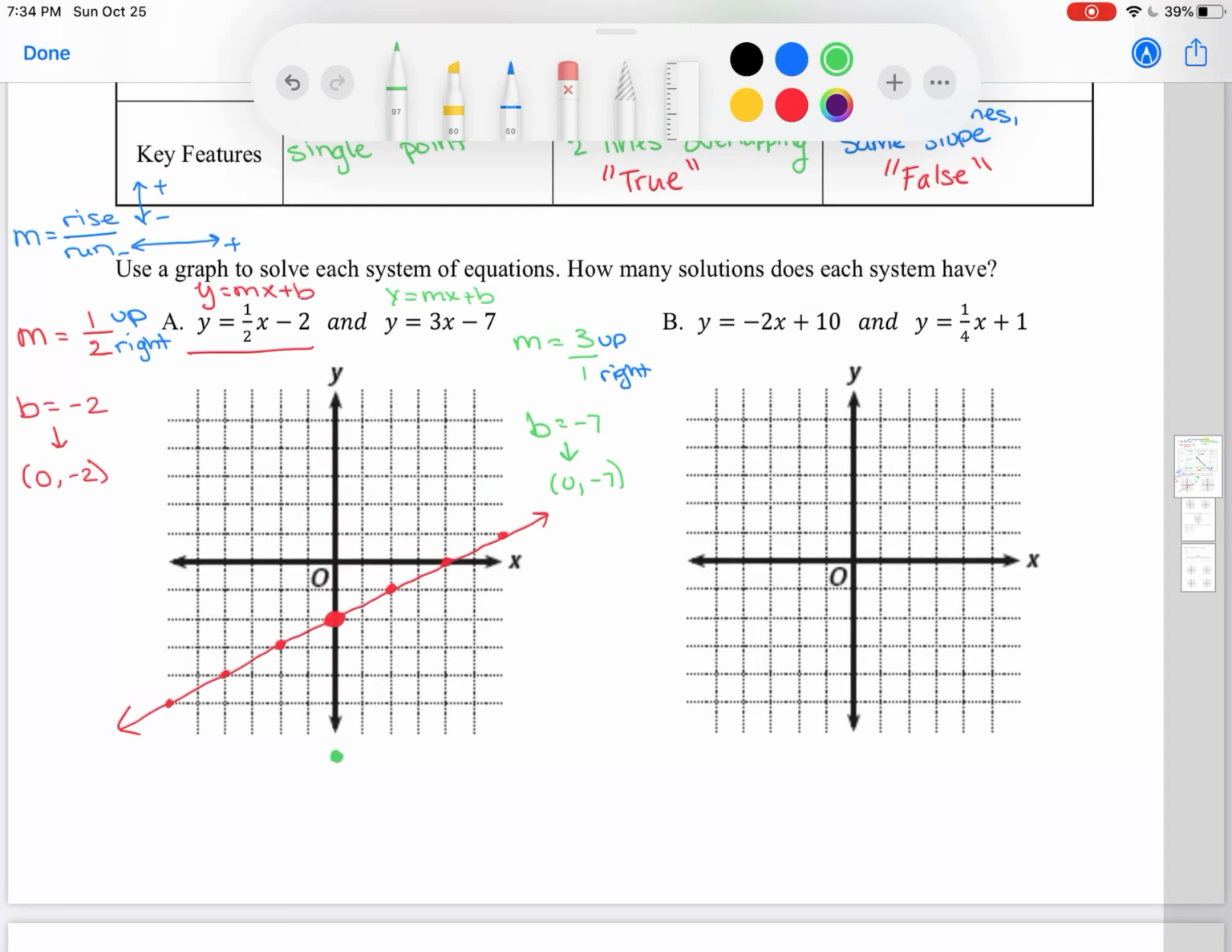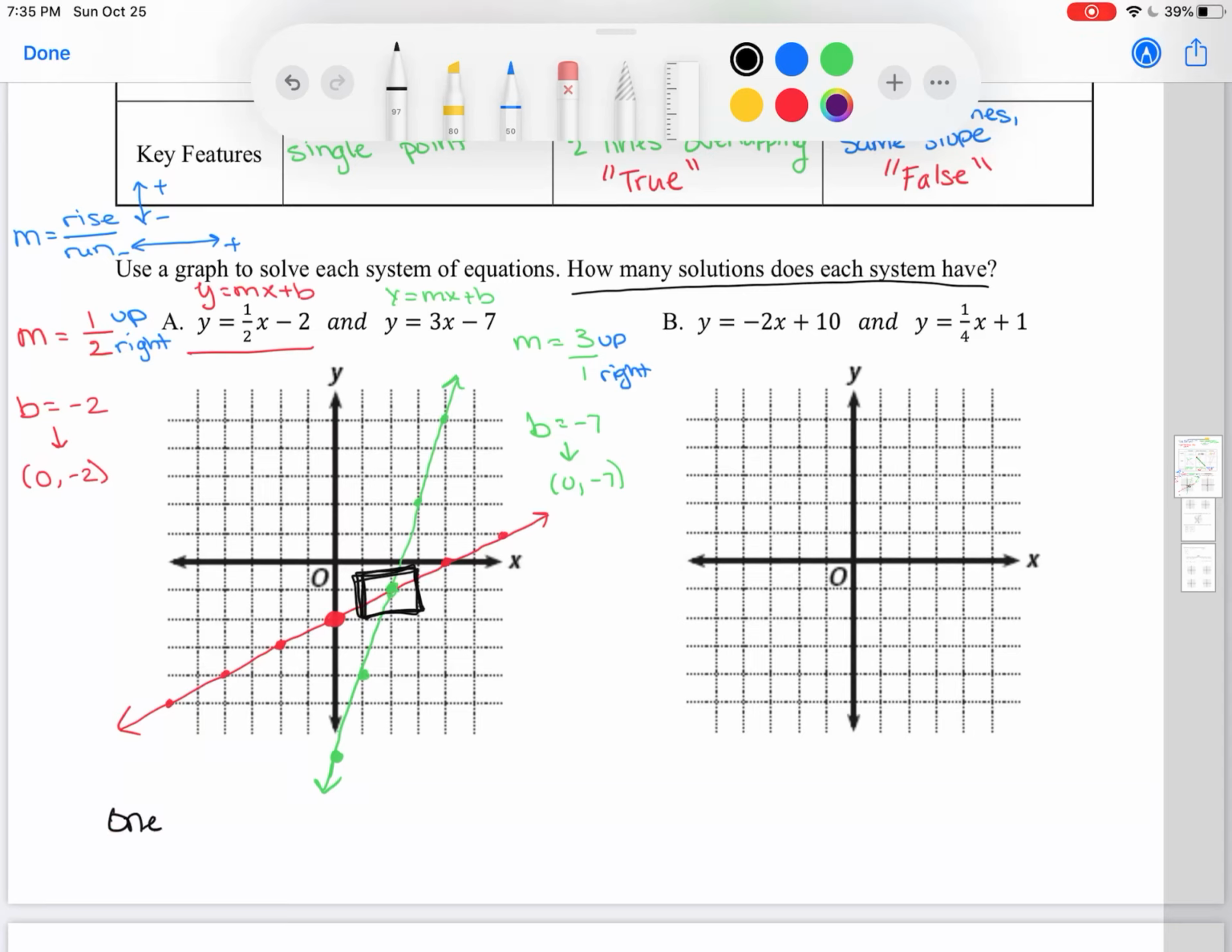And then my slope is going to tell me I need to go up 3 and right 1. So from that 0, negative 7, I'm going to go up 3. Don't forget you started at negative 7, so you're going to move up to negative 6, negative 5, negative 4, and right 1. Continue the pattern. And if you continue the pattern, what do you notice about your other line that I have here in red? What did we end up doing? All right. And when you look, we ended up crossing our other line.